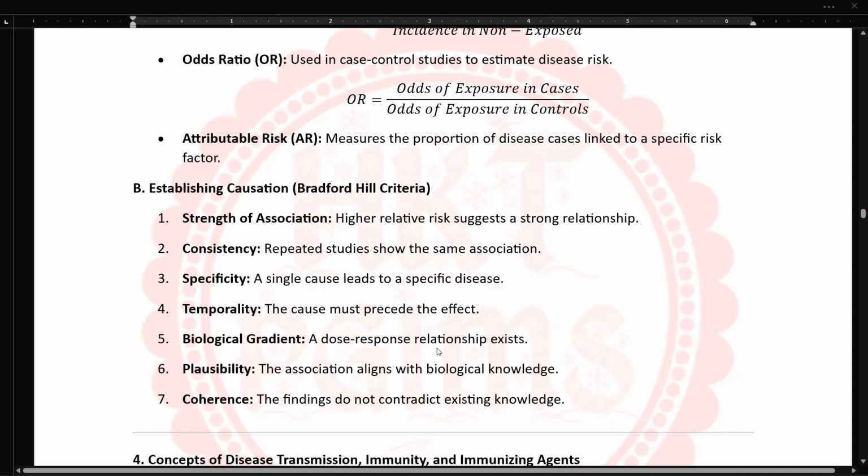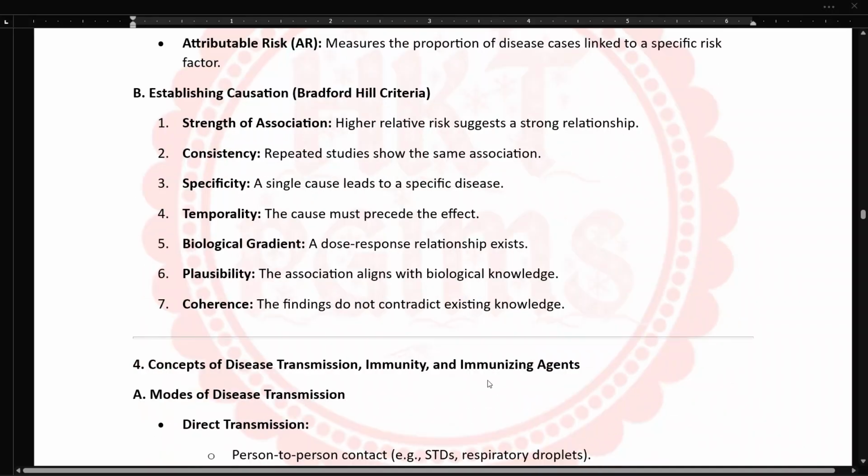A dose response relationship exists, it means biological gradient. The association aligned with biological knowledge is plausibility. The findings do not contradict existing knowledge, that is coherence.